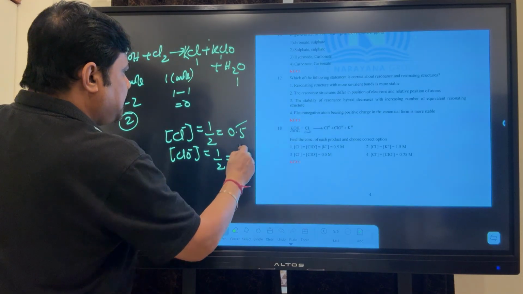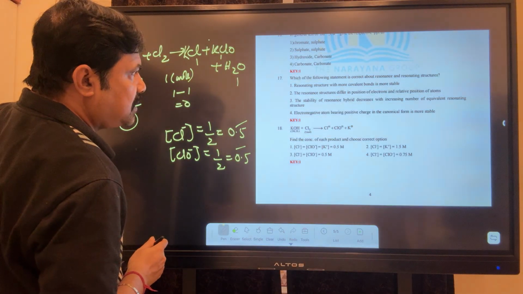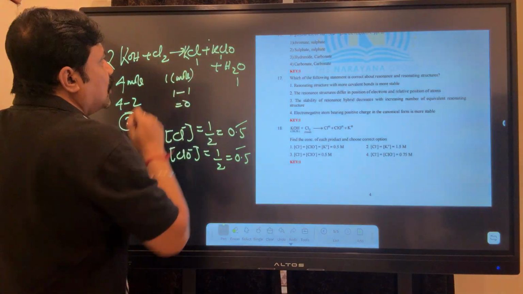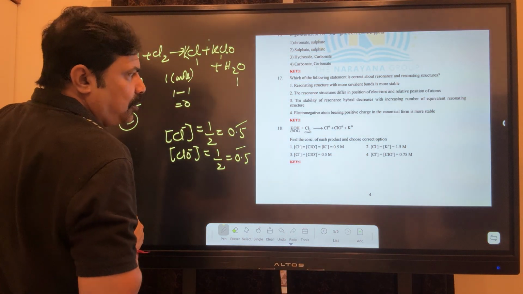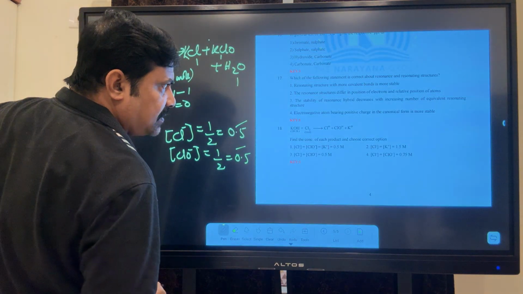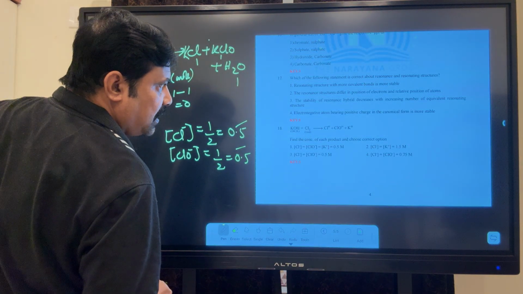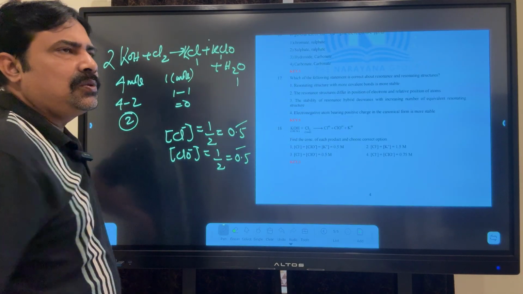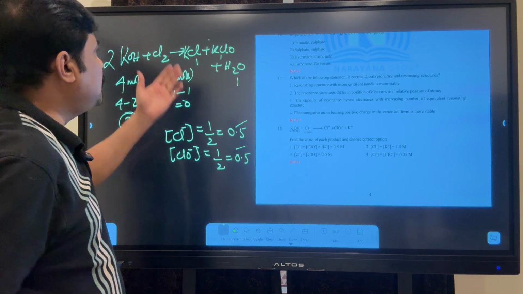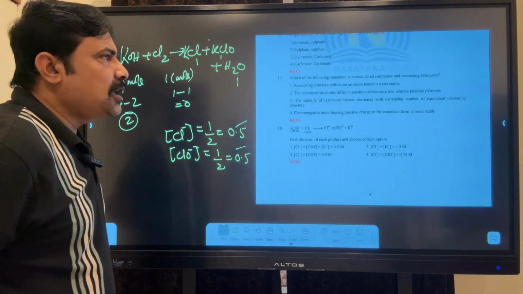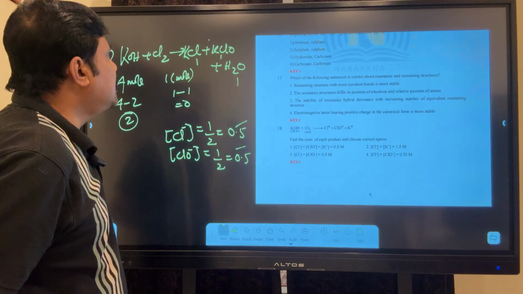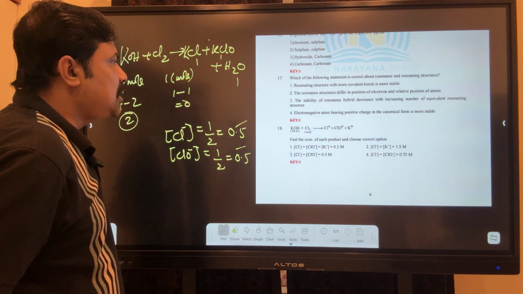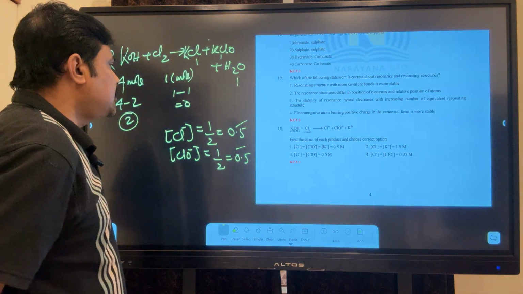The chloride concentration will be 0.5, and for potassium, if you consider it, here you will get 1 mole and here also 1 mole, then 2 moles, 2 by 2 should be 1. But they are giving the potassium itself as 0.5. It should not be 0.5 for potassium. Potassium should be different. Cl minus and ClO minus will have the same concentration, but potassium will be there with both of them. So the total potassium ion in the solution will be 2 moles, 2 divided by the volume of the solution, 2 liters, which is nothing but 1 molar.